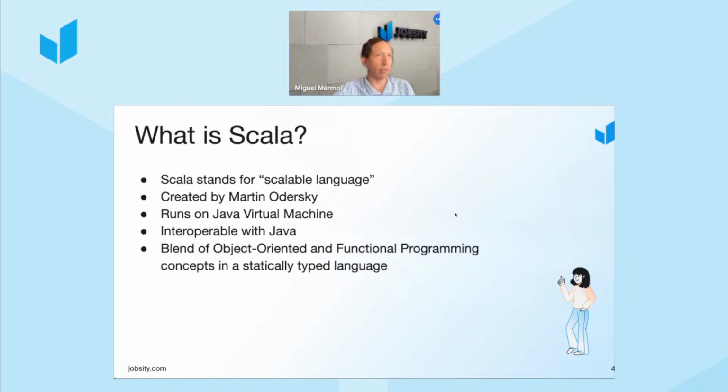So what is Scala? Scala stands for Scalable Language. It was created by Martin Odersky. It runs on the Java Virtual Machine, which makes it interoperable with Java. Scala is also a blend of object-oriented and functional programming concepts in a statically typed language. What do we mean by a statically typed language? Basically, those are the languages where the compiler tells us if there is an error. So before running, the compiler will tell us that all the types are properly declared.